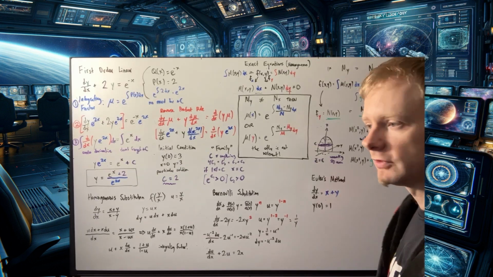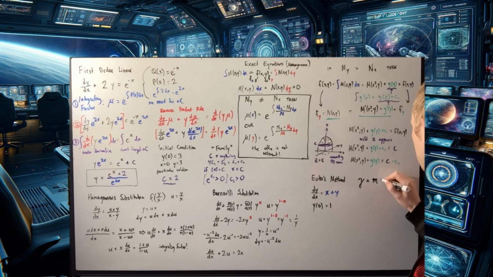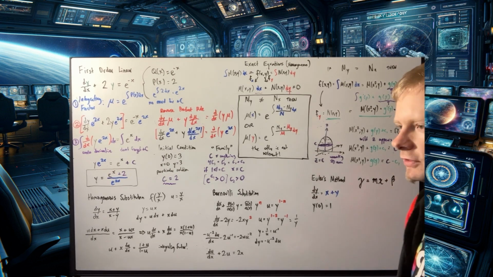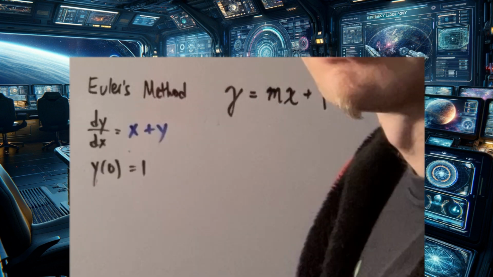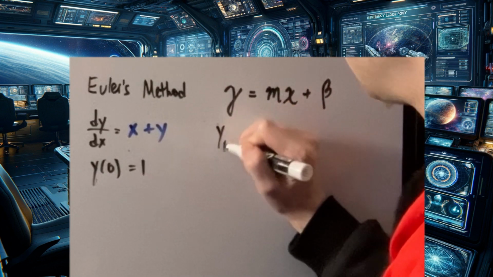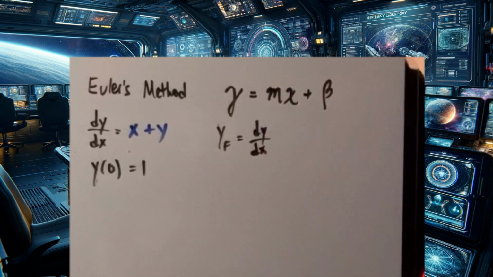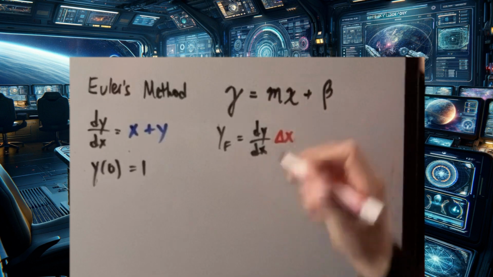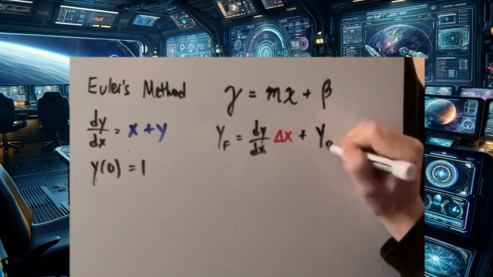Well, we'd like to be able to use the powerful y equals mx plus b to create an equation that we can use to estimate some coordinates. Let's rewrite this as y final is going to be equal to the slope dy over dx times x, but let's make this delta x, and then we're going to add the y initial.